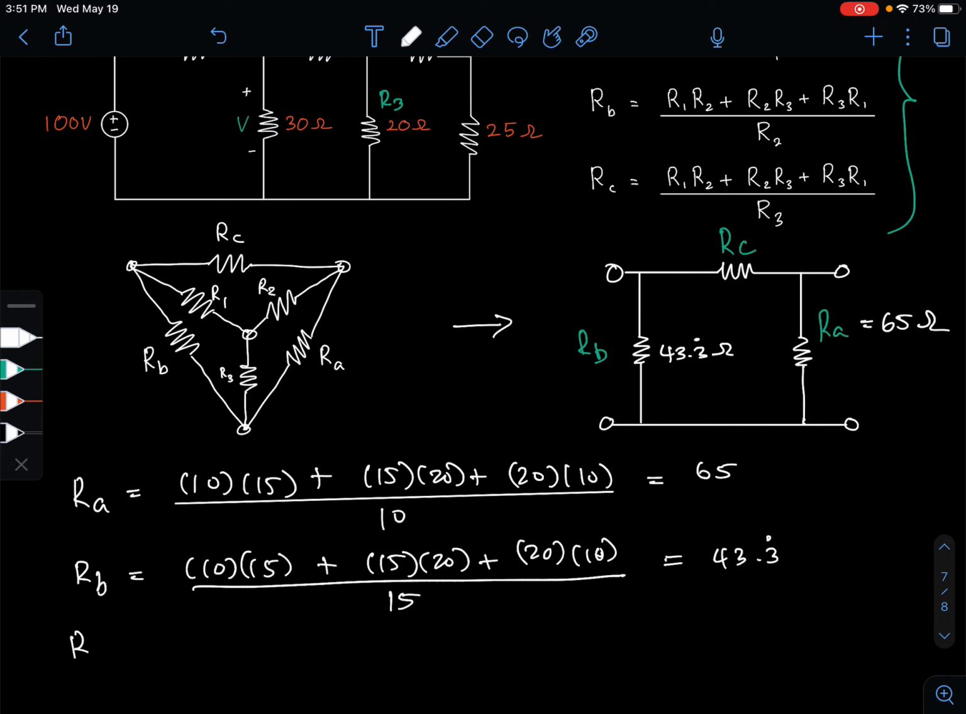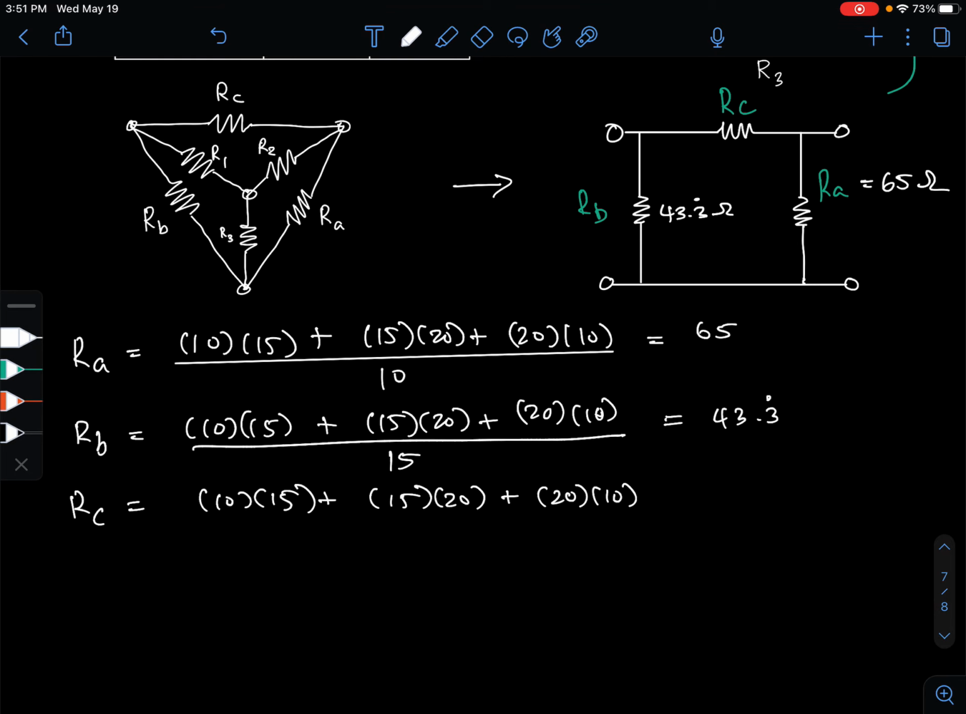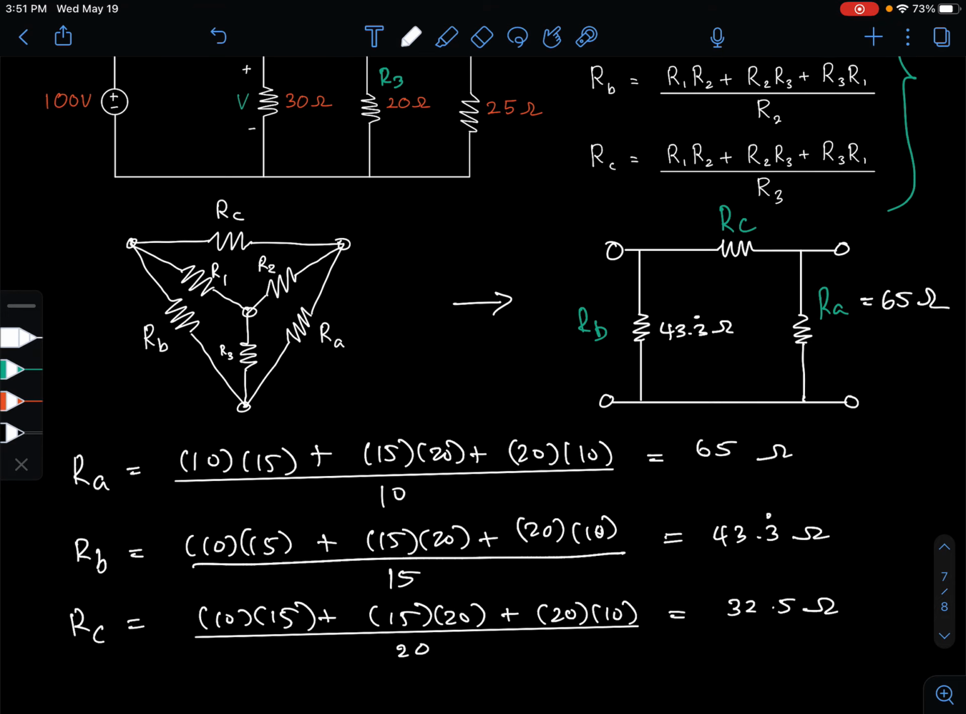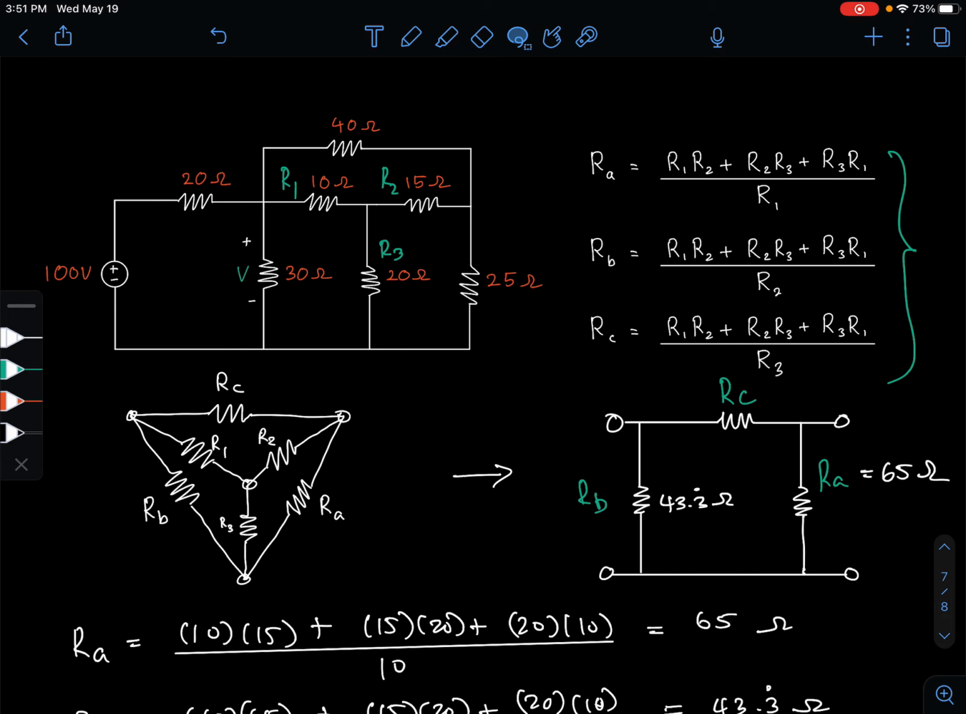To find RC, it is as follows, divided by the value of R3, which in this case is 20. And you'll find that value to be 32.5 ohms. So now that we've found the respective values of RA, RB, and RC, we can convert this circuit into the simple form that we want it to be.